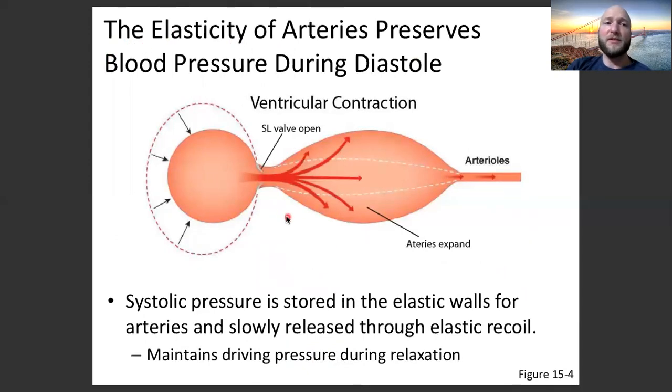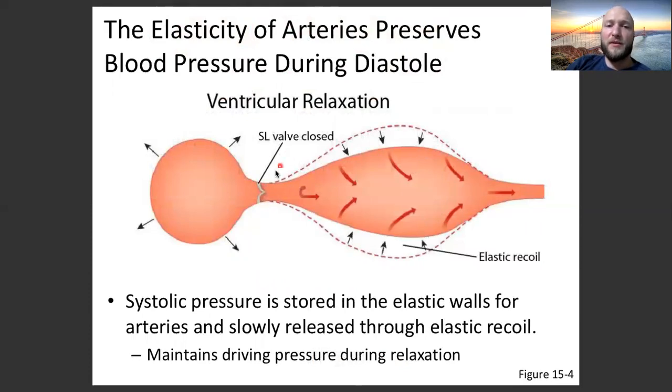The elasticity of arteries preserves pressure during diastole. So the heart pushes blood and fills up that aortic balloon. Systolic pressure is stored in the elastic walls of the arteries and slowly released through elastic recoil. This maintains the driving pressure during relaxation. This helps maintain that high, inflated balloon pressure in our arteries, so that there's always higher pressure in arteries than in capillaries and veins.